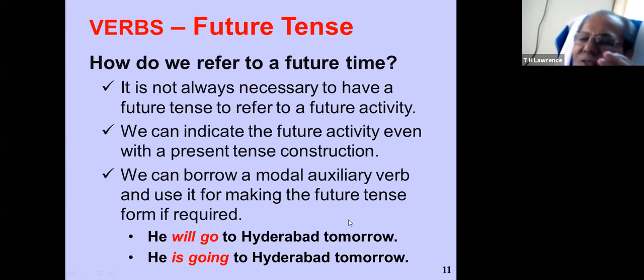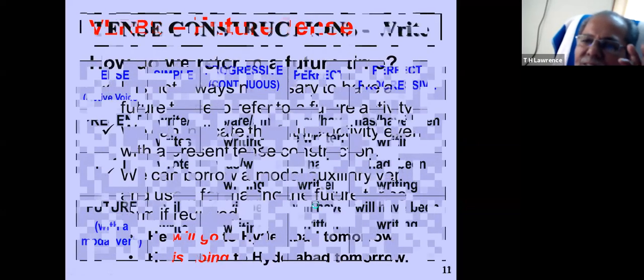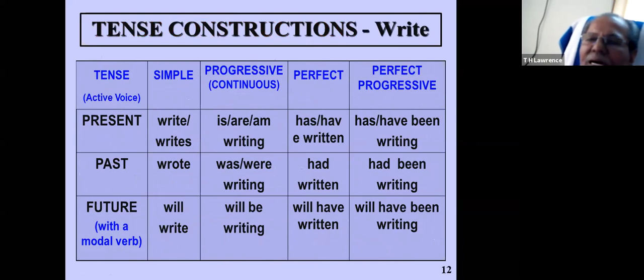So now we have understood that in the absence of its own future form for an English verb, we use a modal to indicate a future tense form. If we do so, how many tense constructions can we have? That's the question. When you are talking about tense constructions, we should also take into account that there will be two: one is active voice and the other is passive voice. So in active voice, how many? And their corresponding passive voice, how many? We will see them in detail now.